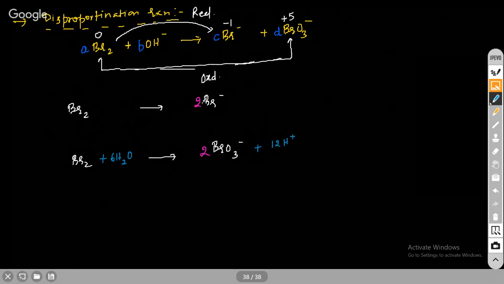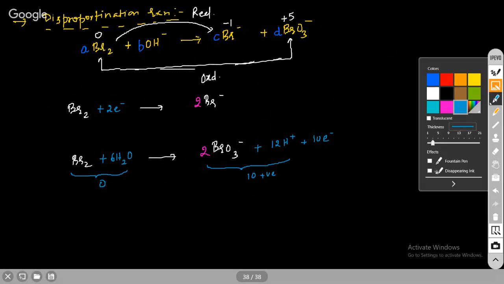Right, now we balance charge. So here we have total 0 charge, and here we have 2 negative and 12 positive. So 10 positive charge, right? Okay. So to make this 10 positive to 0, we have to add 10 electrons this side. Here if you see 0 to 2 negative, so 2 electrons this side. Okay, now when we add these two, the electrons must get cancelled.